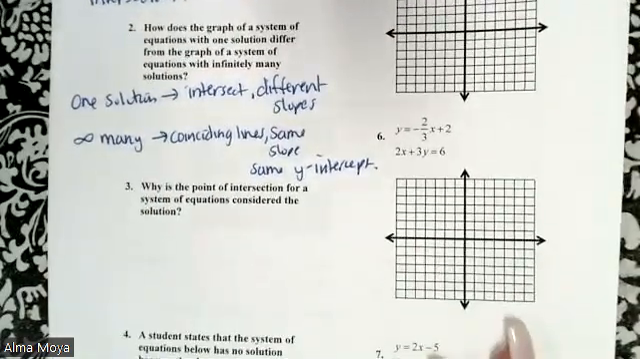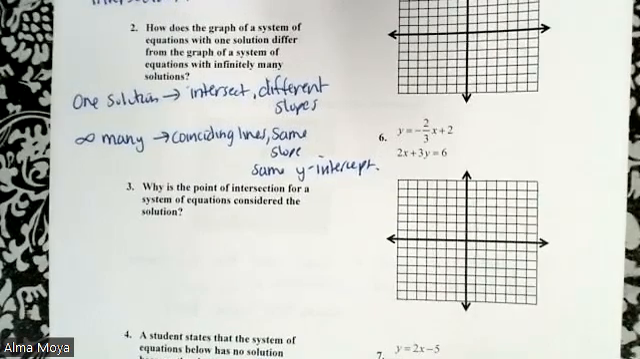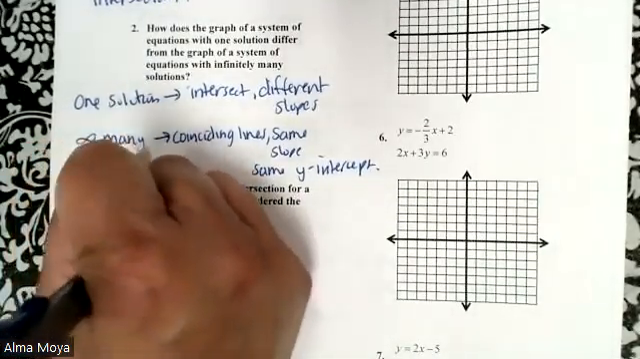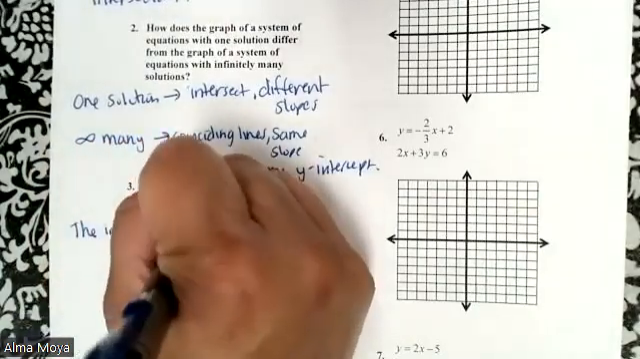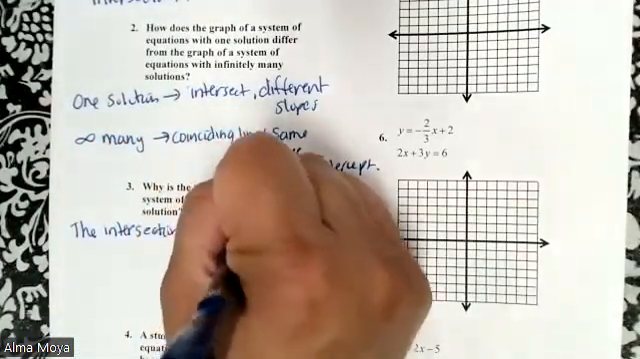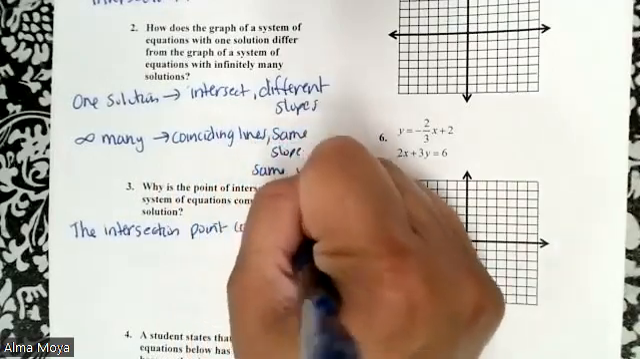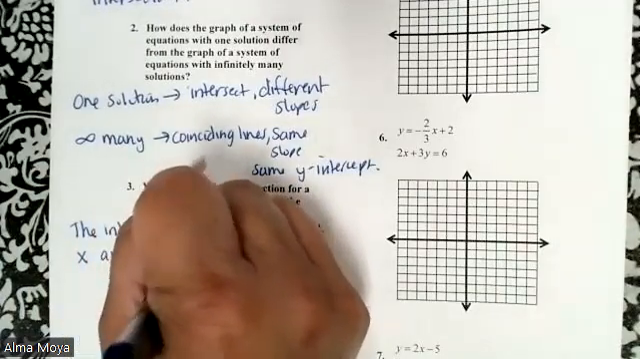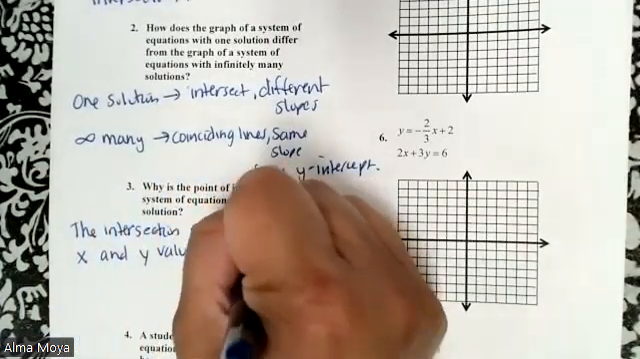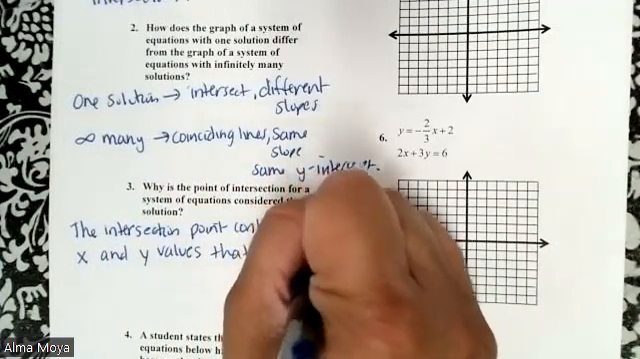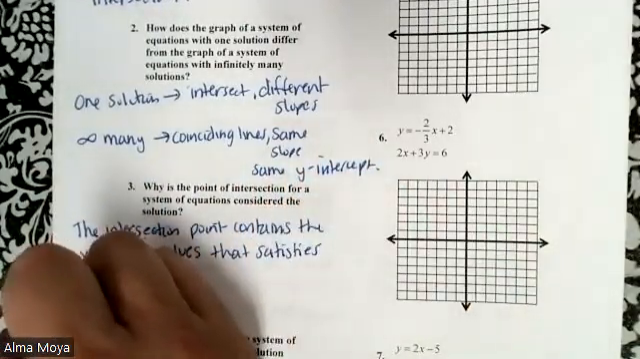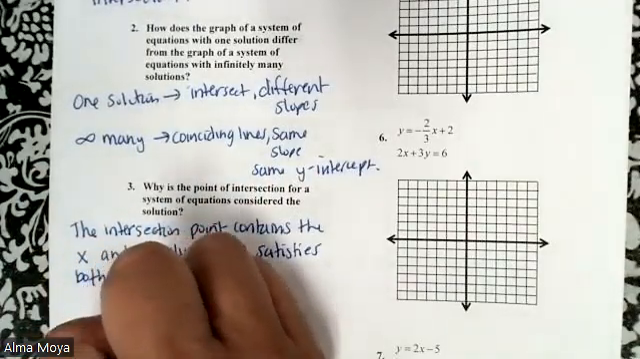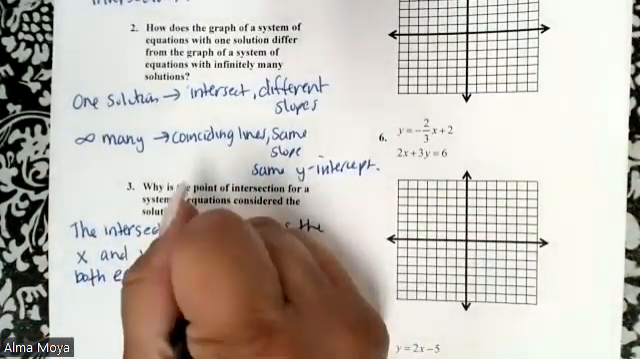Why is a point of intersection for a system of equations considered the solution? The intersection point contains the x and y values that satisfy both equations. It makes both equations true.